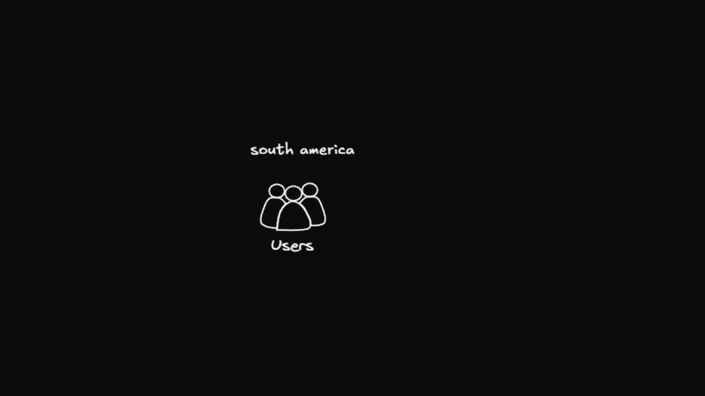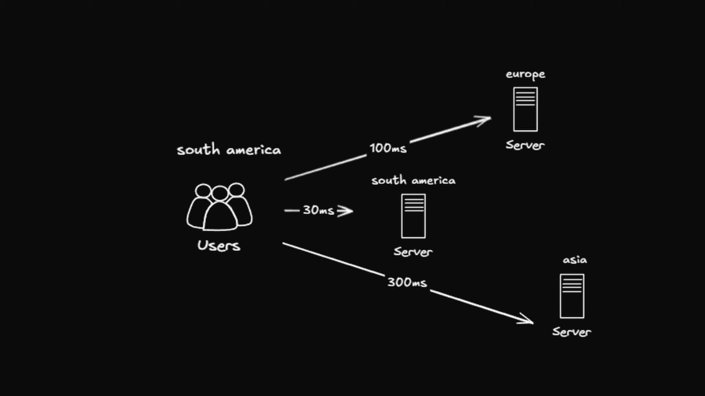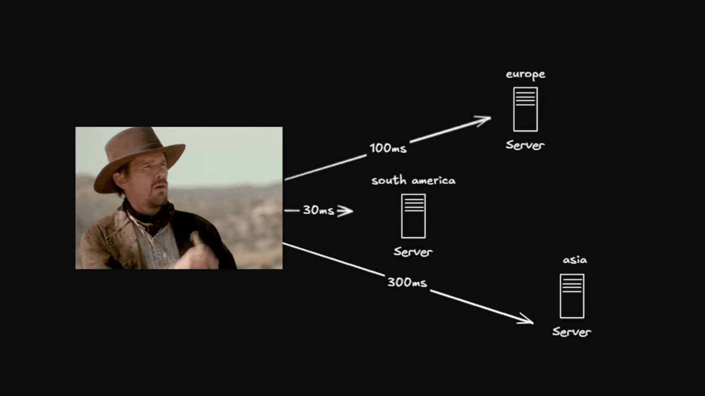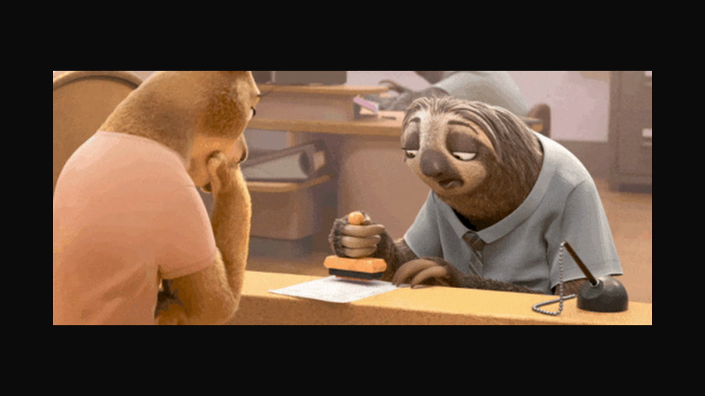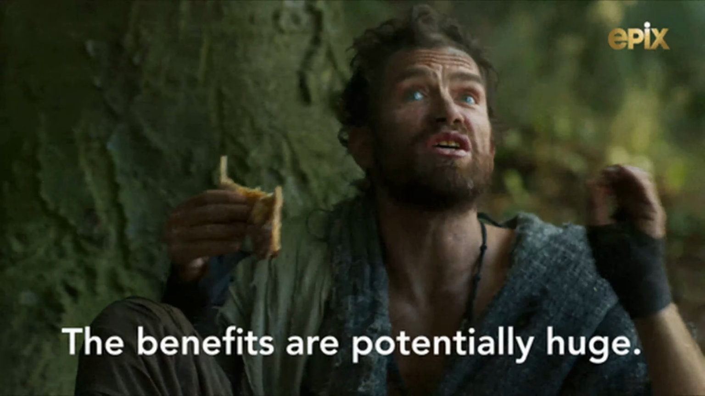For example, if most of your users are in South America, it's best to choose a VPS located in South America. If your server is far away, the data has to travel a long distance, which can make your app feel slow for users. What are the benefits of a VPS?